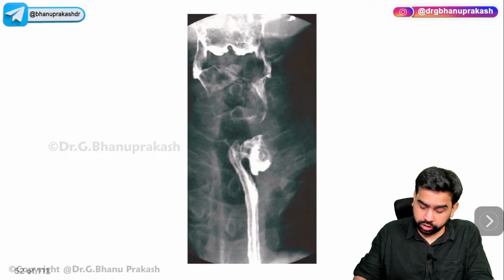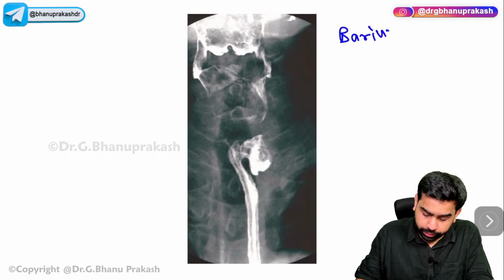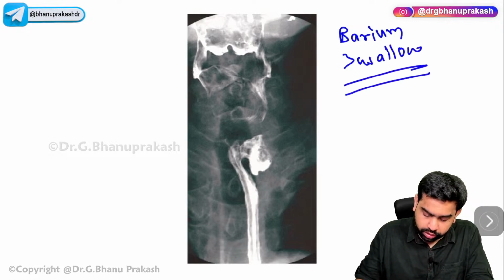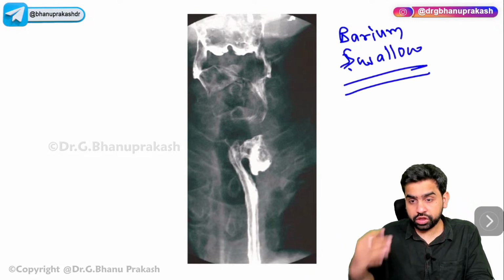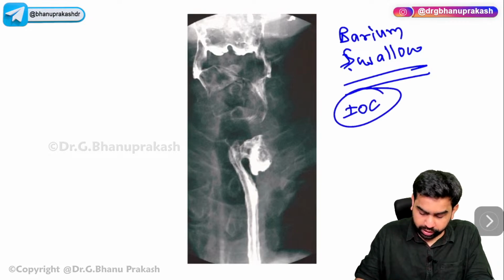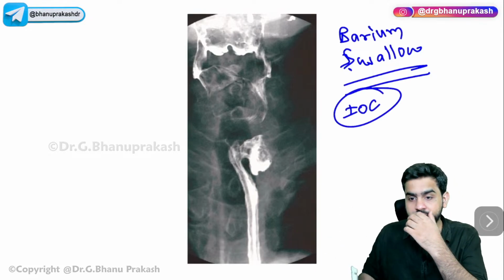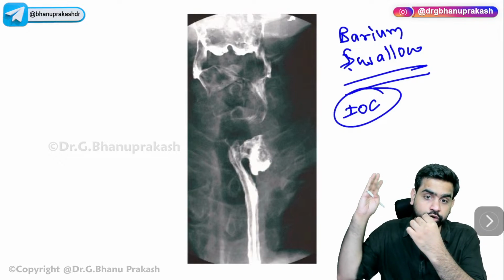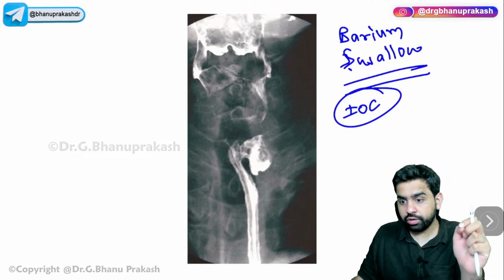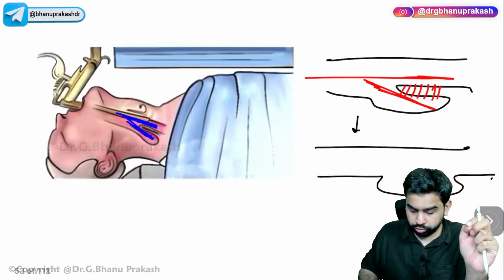Now what is this? This is a barium swallow, which you perform in these particular patients. It is the investigation of choice for diagnosing patients with Zenker's diverticulum. I hope you have understood this particular point, guys. Okay, now let's move on to the next question.